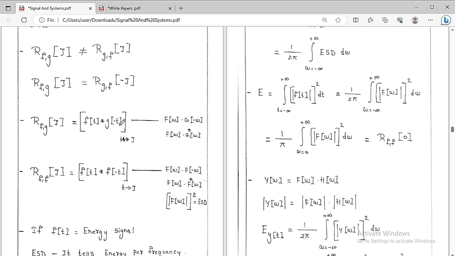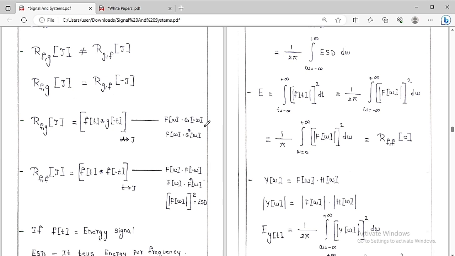Now what is going to happen? Suppose you want to find the Fourier transform for this one. You know the Fourier transform of f of t. I have already told you that convolution in the time domain becomes multiplication in the frequency domain. So the Fourier transform of f of t is F of omega, and of g of t is G of omega, and the Fourier transform of g of minus t is G of minus omega, as I have already told you.